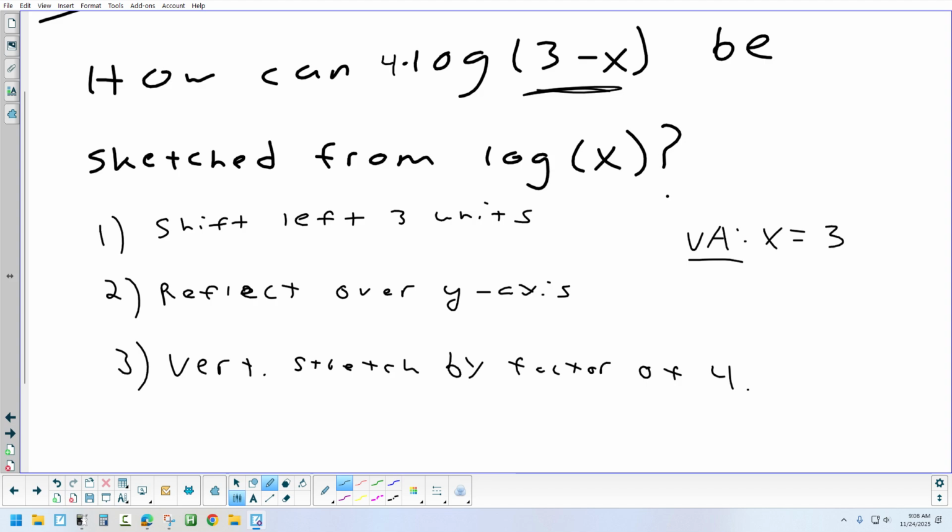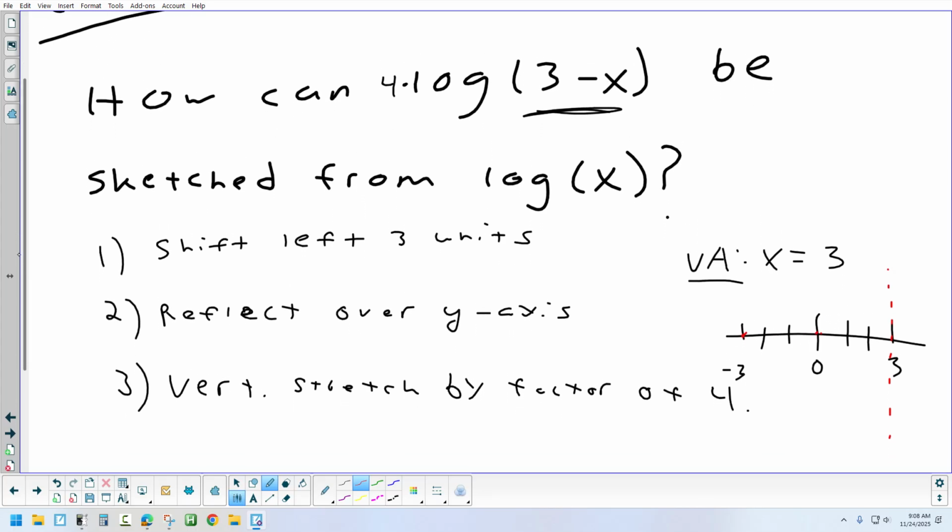So just imagine a single point on the vertical asymptote. The vertical asymptote is starting at 0. The first thing that happens to the vertical asymptote is it gets shifted 3 units to the left. So it ends up over here. Then every point gets reflected over the y-axis. So it ends up back over there. Okay, so this would have a vertical asymptote at 3.